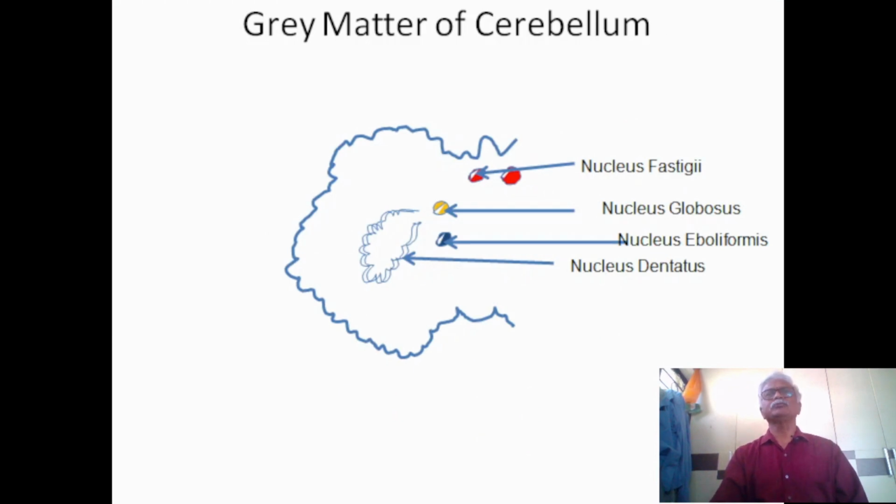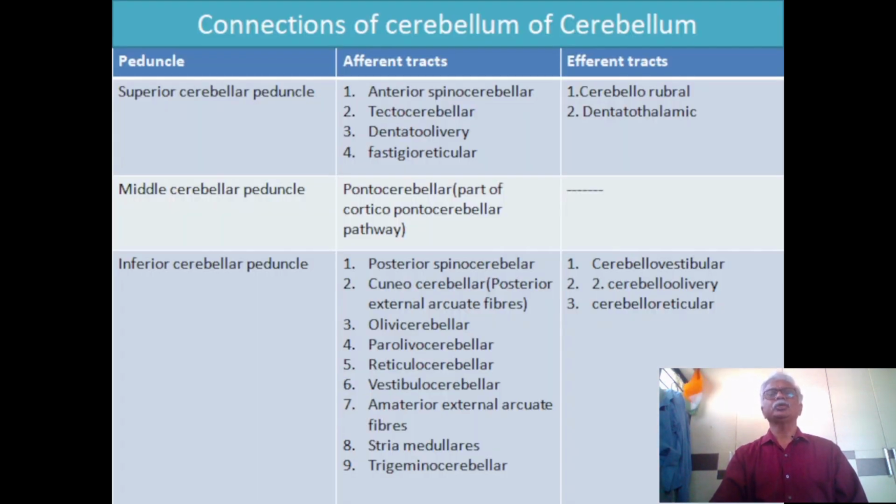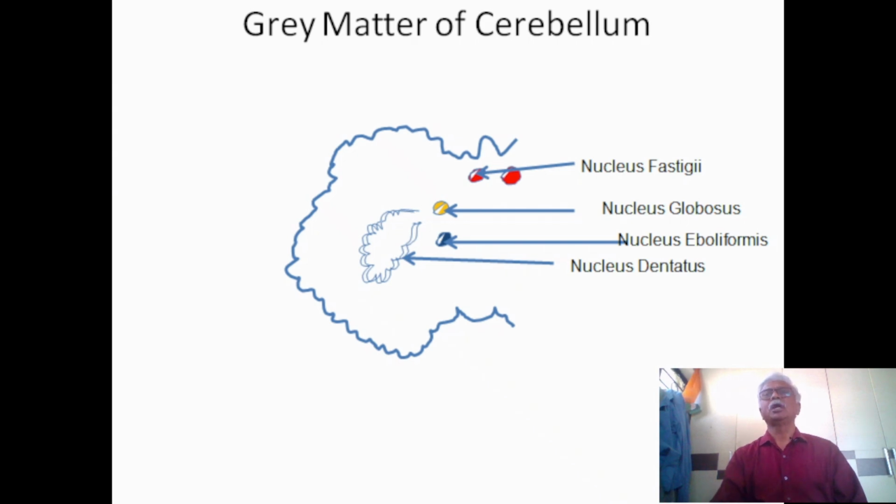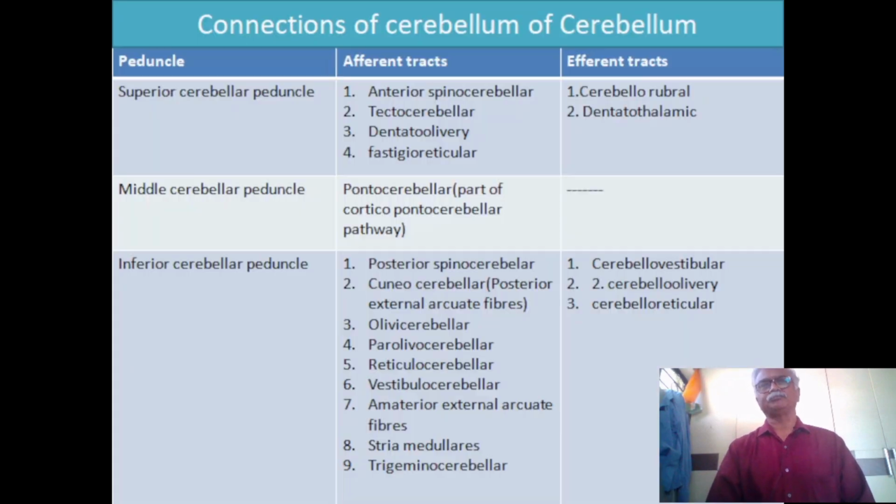The gray matter of the cerebellum consists of the nucleus fastigii, nucleus globosus, nucleus emboliformis, and the nucleus dentatus. These are the gray matter or nuclei of the cerebellum.